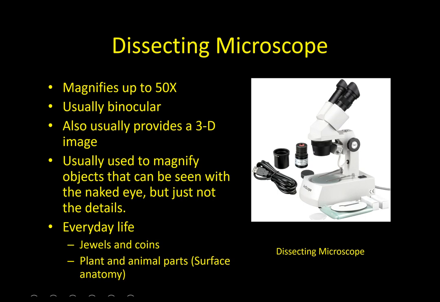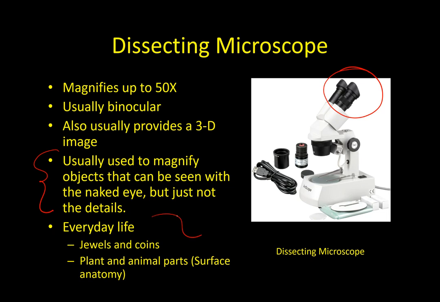Dissecting scopes are pretty much going to be kind of like using an actual magnifying glass. They only magnify about 50 times. They're usually binocular, which means we have two places that we can look through. They also usually provide a three-dimensional image because you want to be able to see with these. Now, why am I saying you want to be able to see with them? It's because of what they're used for. They usually magnify things that can be seen by the naked eye. But when we're looking at it with the naked eye, we can't see the details. So this allows us to see detail.